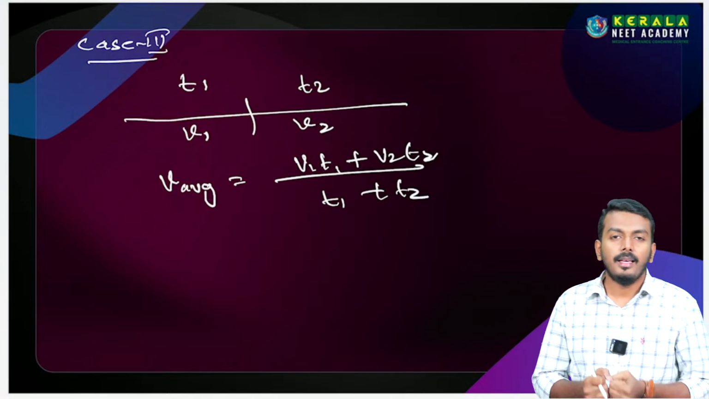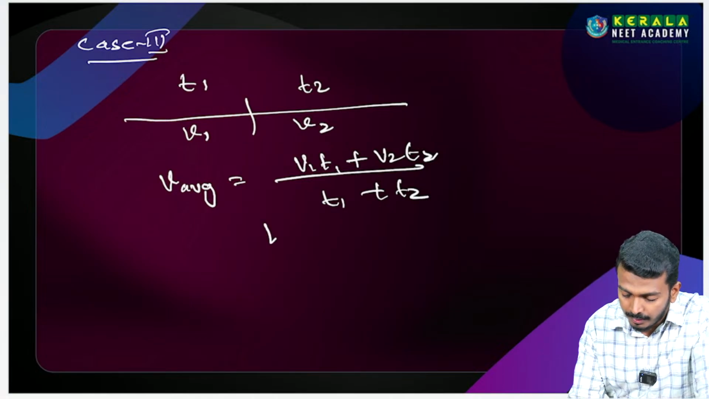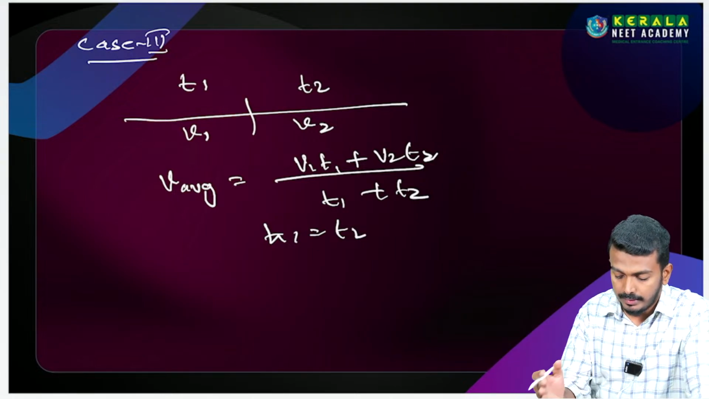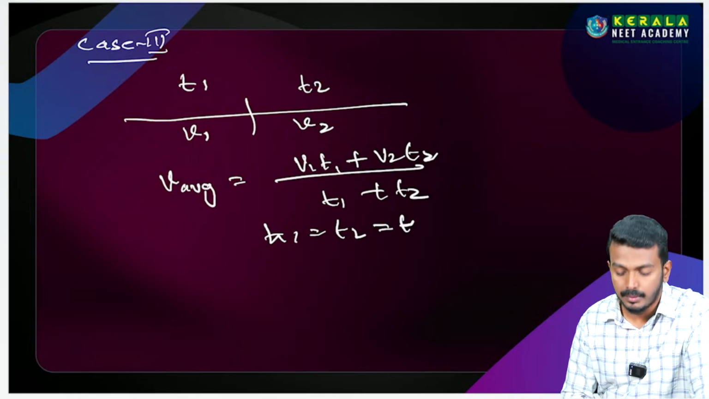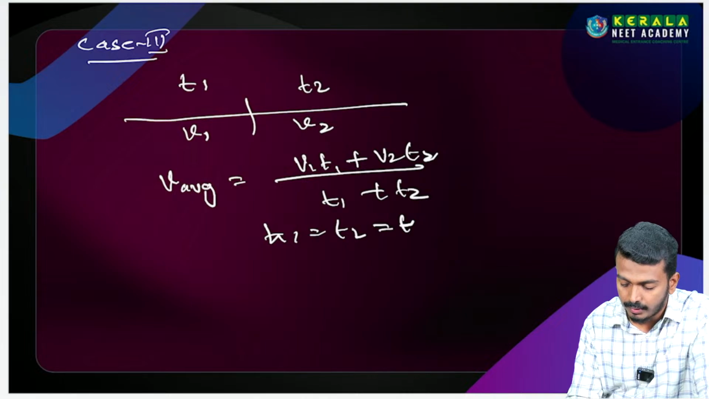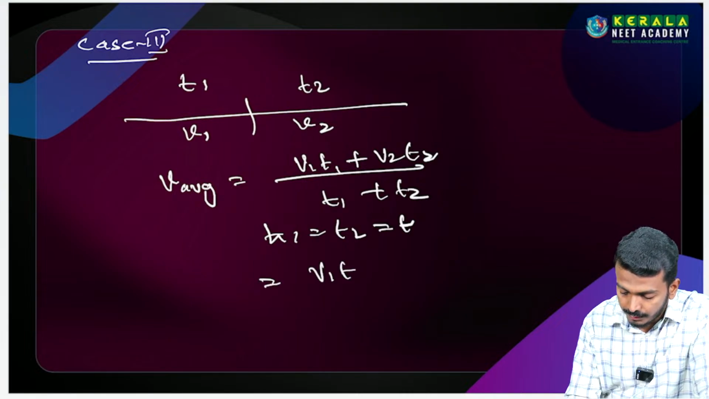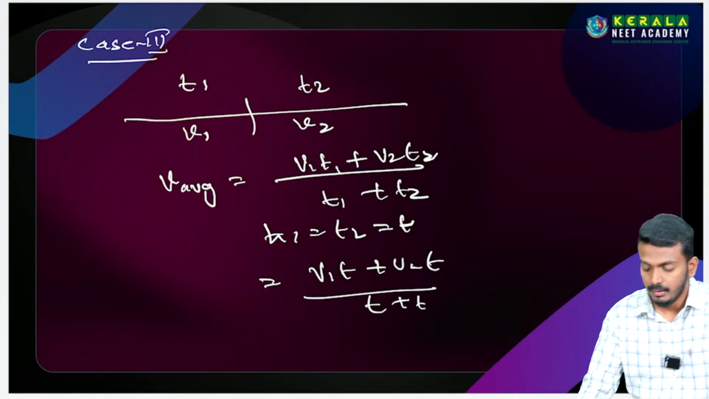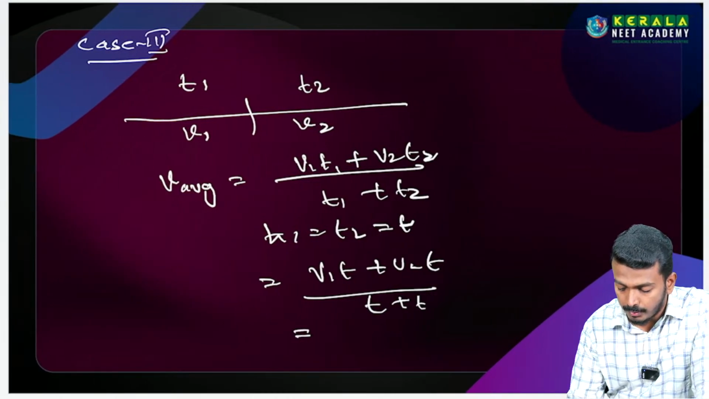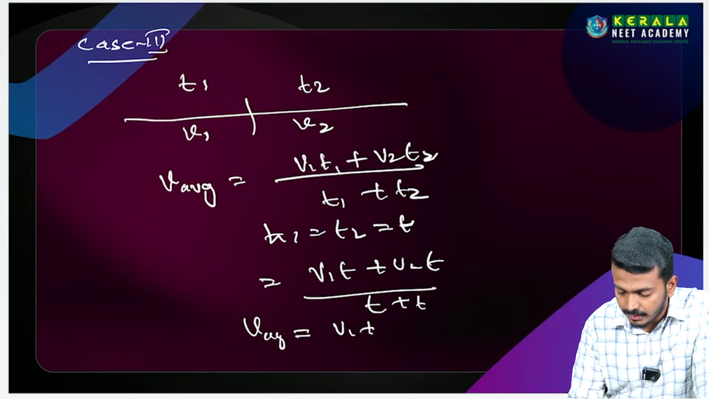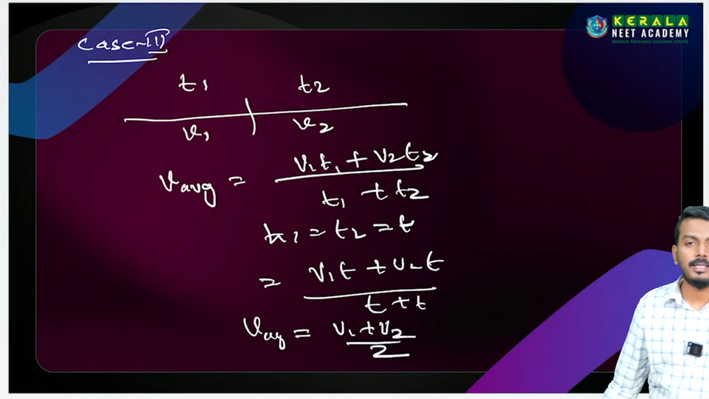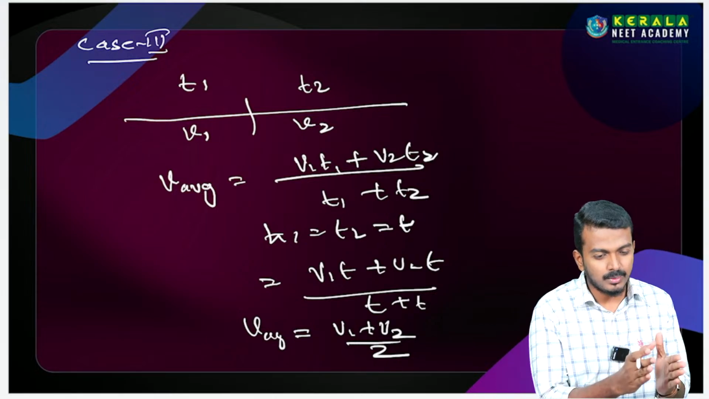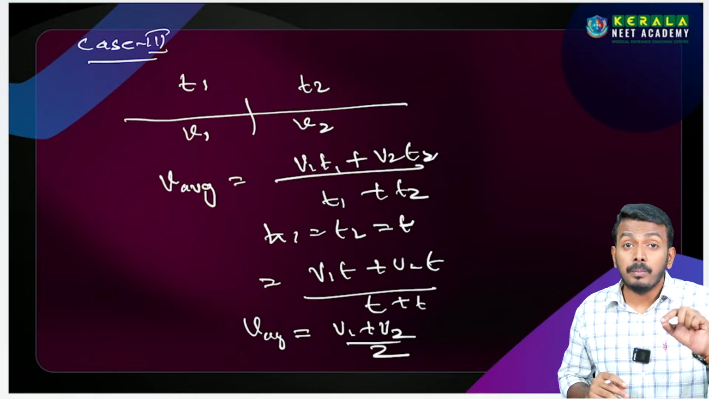This is the equation for what? Average velocity. But in some questions we have to apply time equal. The two time intervals are equal. If time is equal, t1 is equal to t2 is equal to t. Then what formula can you use? If the time intervals are equal, yes, v1 into t plus v2 into t divided by t plus t. When we apply this, cancelling the common term and solving, you will get average velocity equal to v1 plus v2 by 2. What is the meaning? Normally, if you know the two velocities, how to find the average velocity? Just add the two velocities and divide by 2. When is this possible?